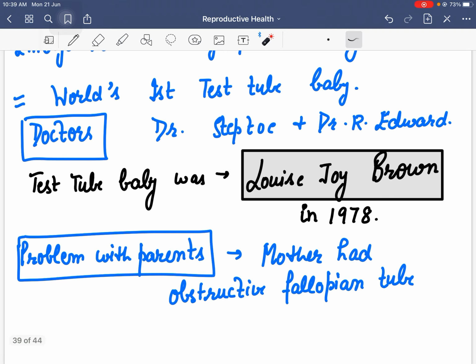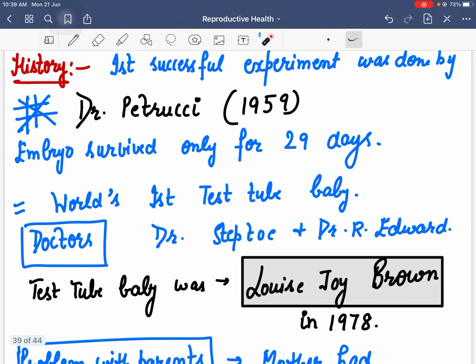Why did the parents go for this technology, test tube baby? Actually the problem was that the mother had an obstructed fallopian tube. That is why the doctor suggested they go for the test tube baby, right? Go for the in vitro fertilization technique.